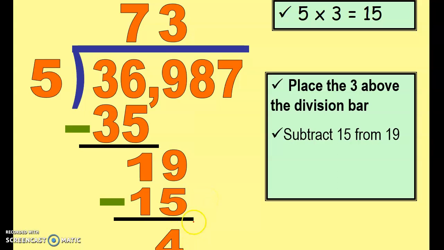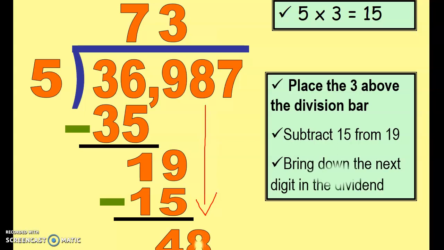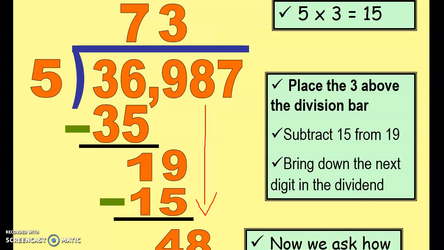Okay, we subtract. Now what shall I do? The same way we are repeating. We will copy the next digit. We can copy just one digit, not more than one. So I will bring down the next digit, that is 8. Okay, it becomes 48.